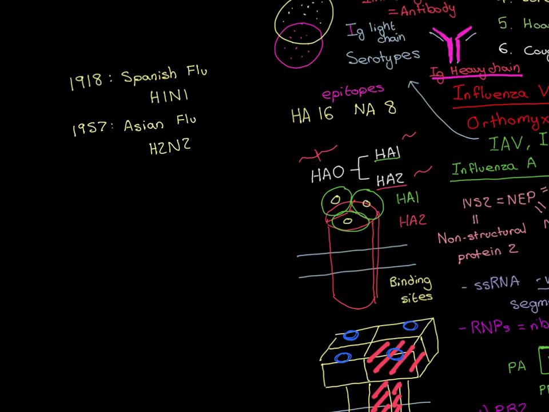I should have said, when I was going over these 16 different categories of hemagglutinin molecules and 8 different serotypes of neuraminidase molecules, that these serotypes are given really boring names. They're H1, H2, H3, H4, all the way up to H16, and again for neuraminidase it's N1, N2, all the way up to N8. So Asian flu, this strain of influenza A virus, its serotype was H2N2. Its hemagglutinin molecules were in serotype 2, and its neuraminidase molecules were in serotype 2.